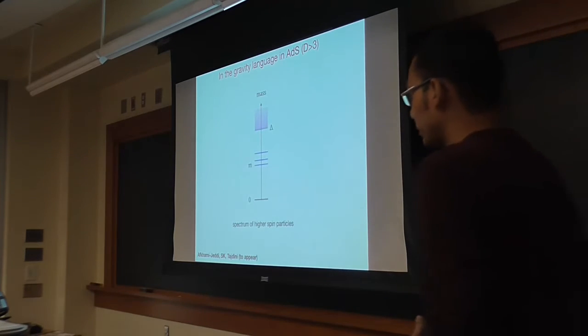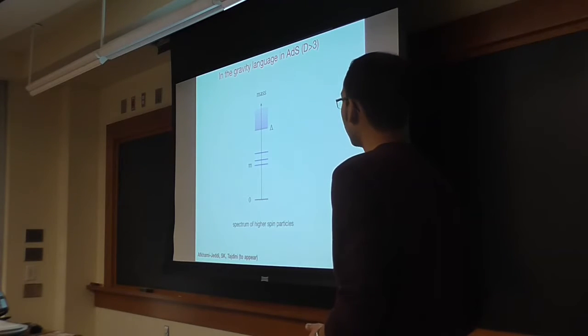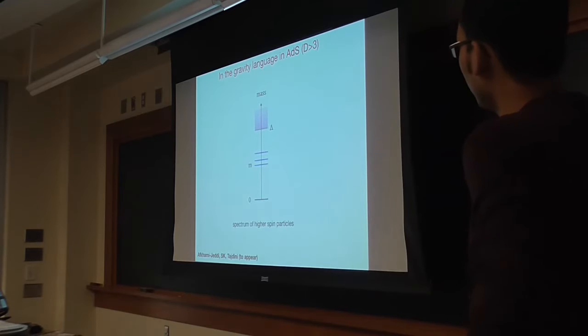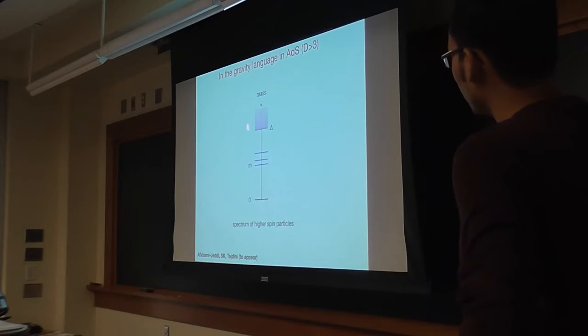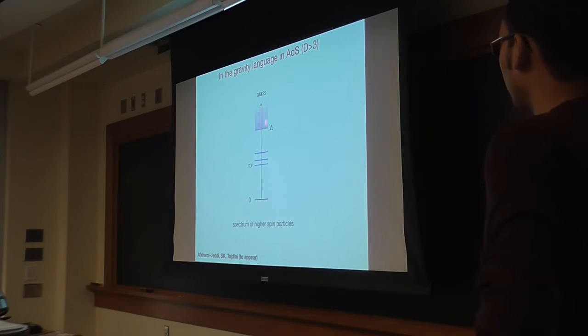In the gravity language, I can just translate the last couple of slides. Again, this is a spectrum of high spin particles in AdS. So this is the cutoff scale. This can be the spin scale, so there can be an infinite tower of particles at this scale.